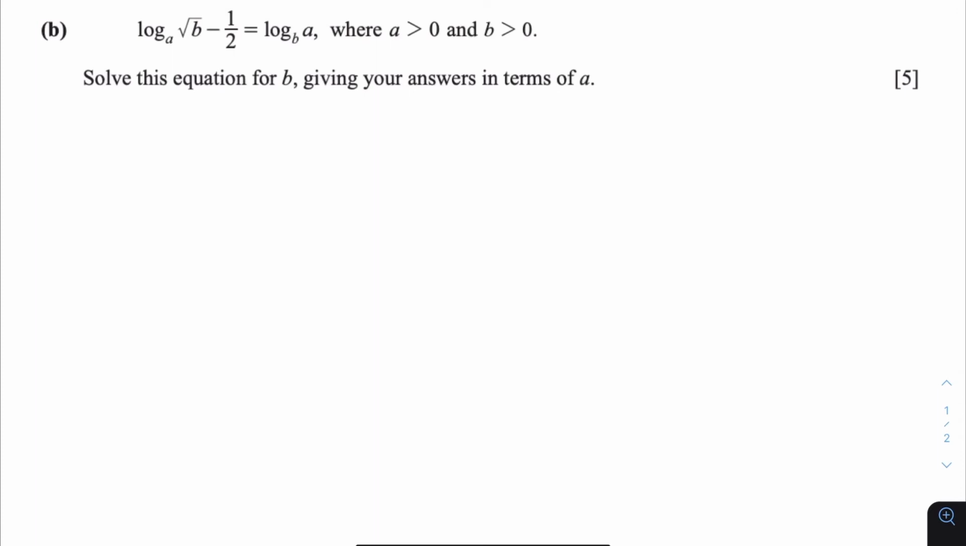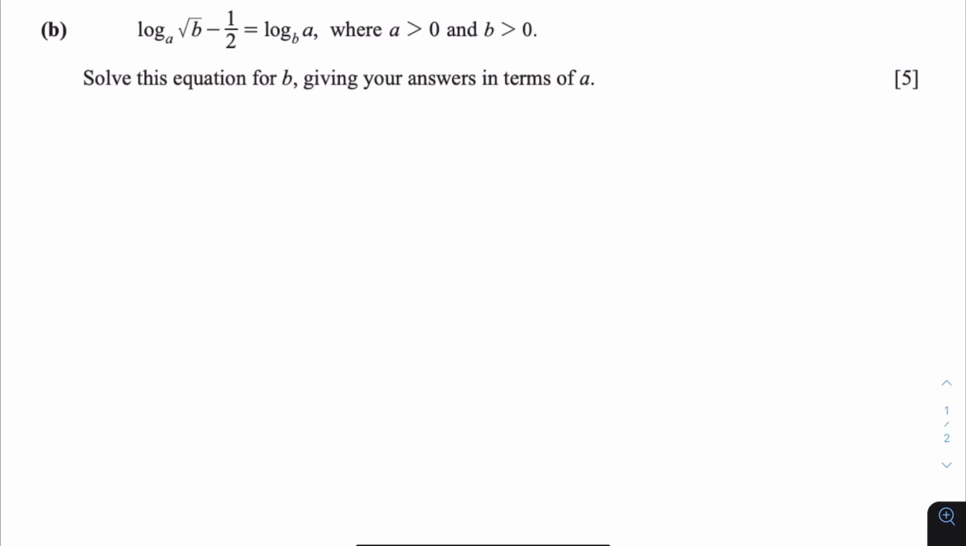Alright, so this is our last problem for this video, and pause it if you'd like to attempt it, but I'll go straight into it. So, first we can see that log a root b minus half is equal to log b a, and we're supposed to solve this equation for b, giving our answers in terms of a, given that all of the variables a and b are greater than 0.